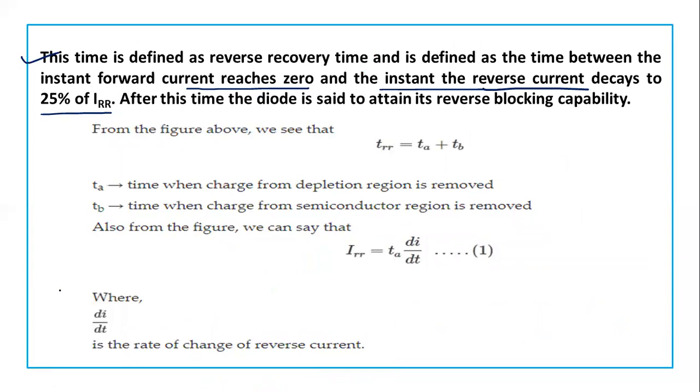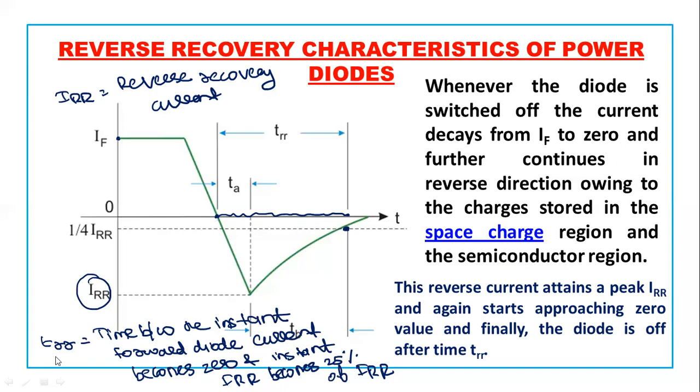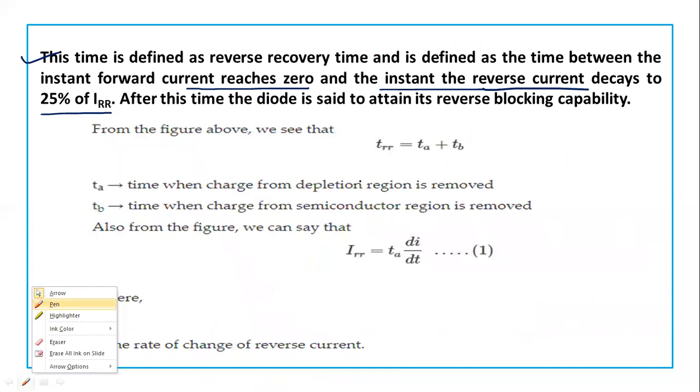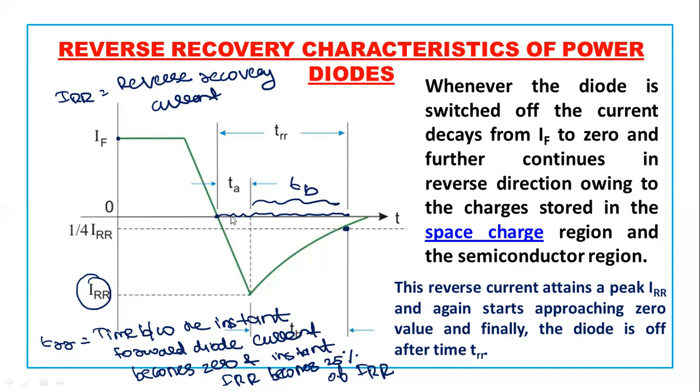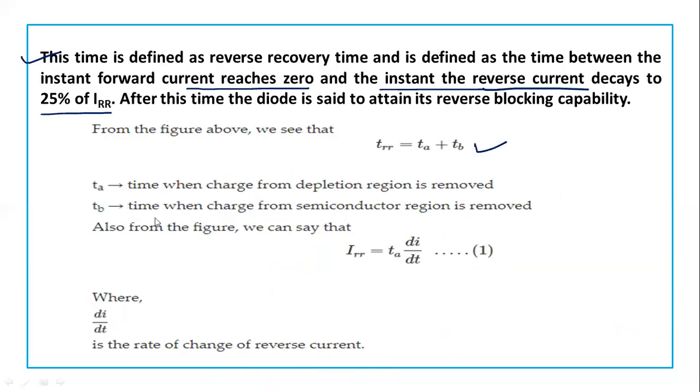So then I have some derivation part to be shared with you. From the above figure, we can see that TRR is equal to TA plus TB. So the reverse recovery time TRR is equal to TA plus TB. TA is the time when charge from the depletion region is removed, and TB is the time when charge from the semiconductor region is removed. So we have TA and TB here.